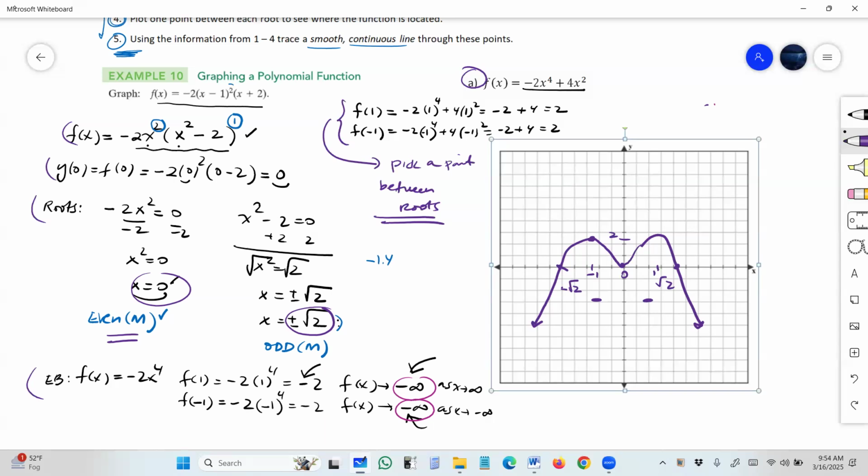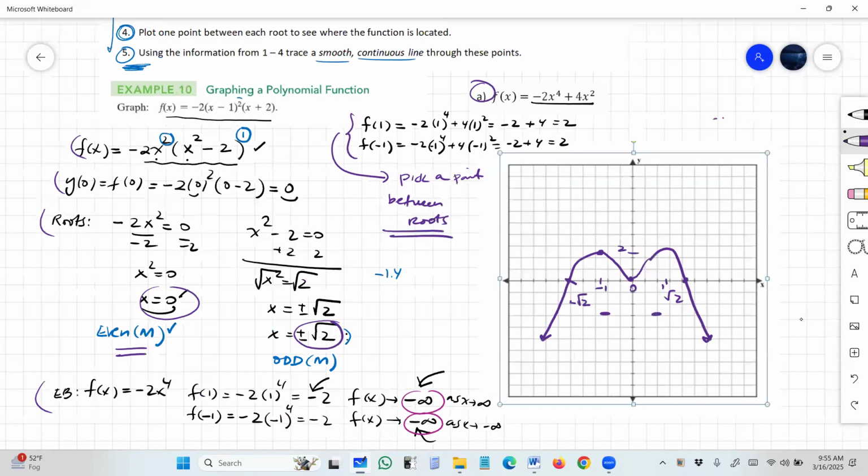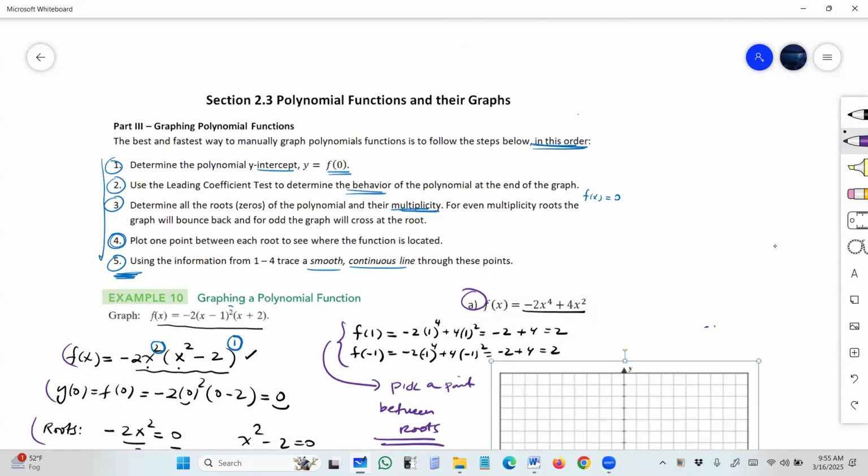So when graphing these polynomials, you are going to follow these 5 steps as I have specified over here. If the polynomial is not fully factored, you factor it. Find the y-intercept. Find the end behavior using the leading coefficient test. Find the roots and their multiplicities. Plot one point between each root, and then trace a smooth and continuous line through these points. That is the procedure that we're going to use to graph these polynomial functions.